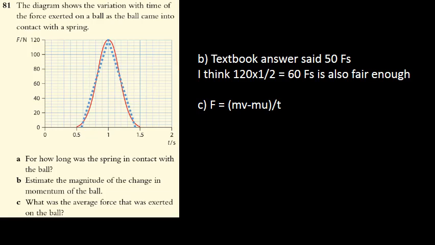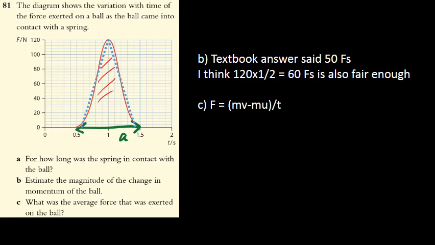The next question is very simple again. Part A asks how long the spring is in contact with the ball. If you look at the graph, you can see it starts at 0.5 and ends at 1.5, so the difference is 1.0 second, which is the time in contact. Part B asks you to estimate the change in momentum of the ball. Basically, it's very simple again.